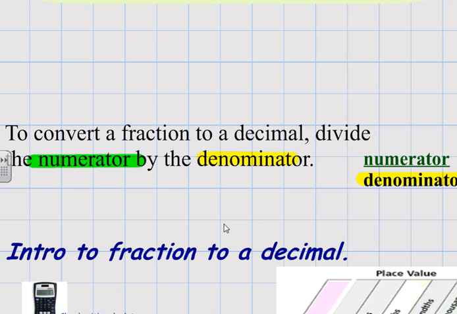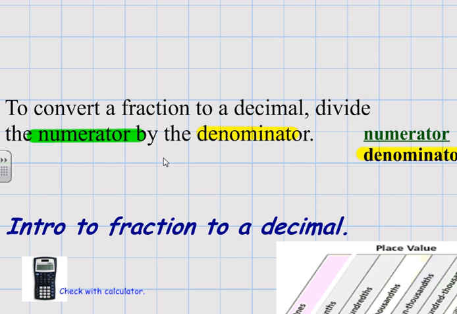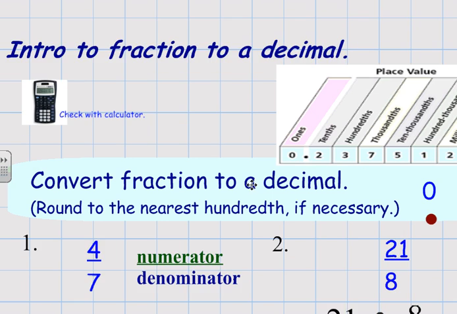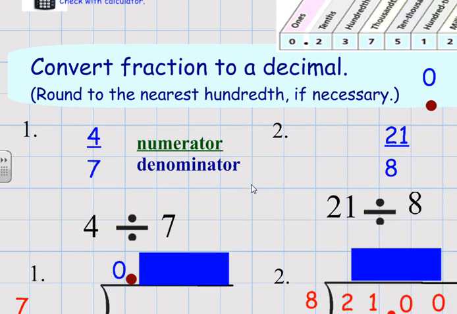So just a quick reminder, if we want to convert a fraction to a decimal, just basically take the numerator, which is the top, and divide by the denominator. If you can recall, the lumberjack came in here and cut this down, and the numerator falls down. So let's start off with the first two examples right here. The first one is going to be 4/7.